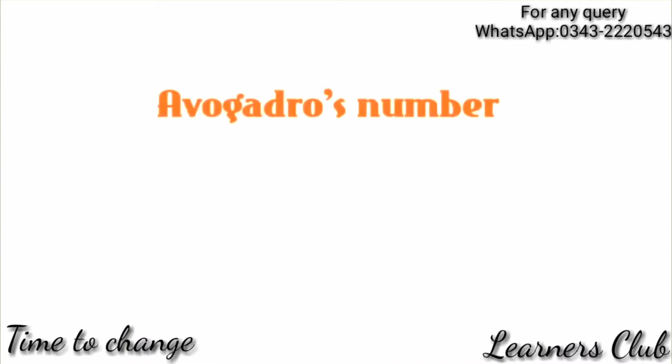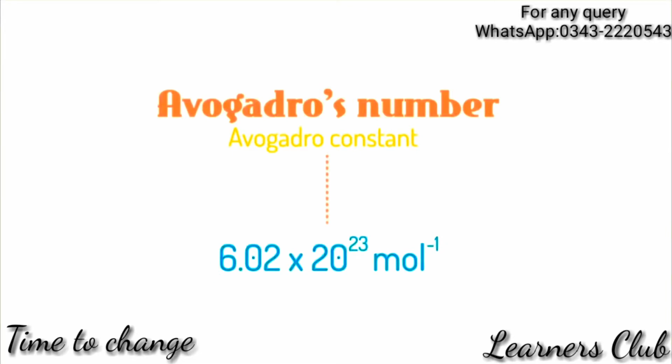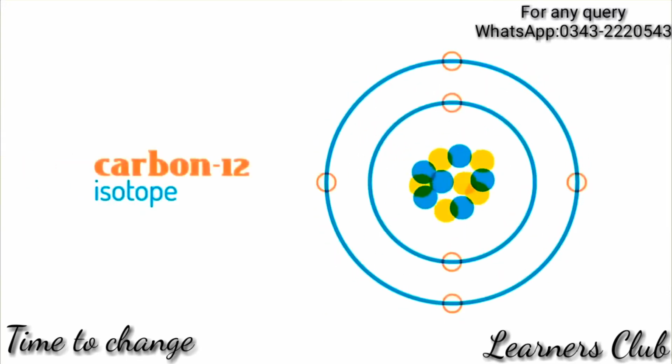Avogadro's number, Na, or the Avogadro constant, is 6.02 times 10 to the 23 particles per mole. It is the number of atoms per mole of the carbon-12 isotope.